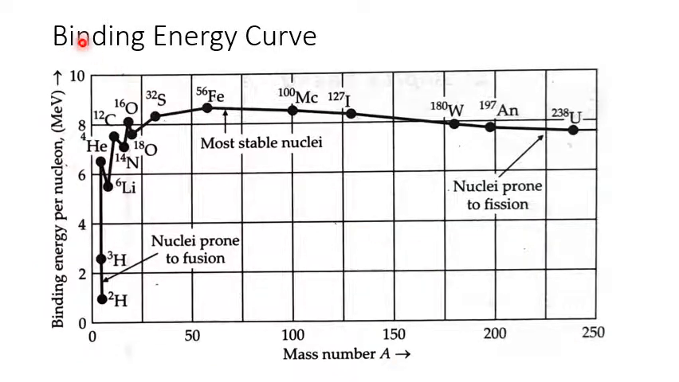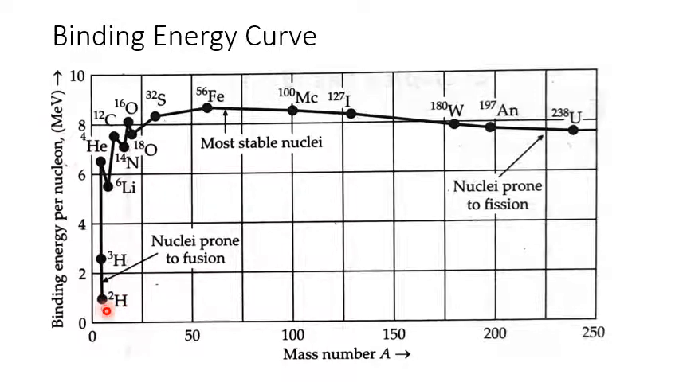Here we have drawn the binding energy curve. In this binding energy curve, we have drawn the binding energy per nucleon against the mass number. Now, this binding energy curve reveals very important features.